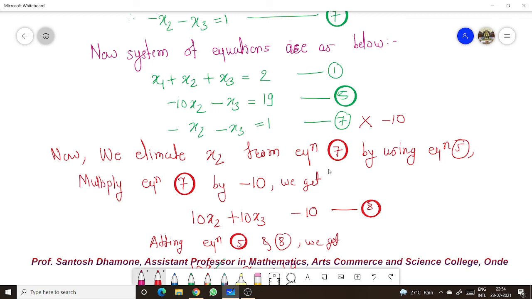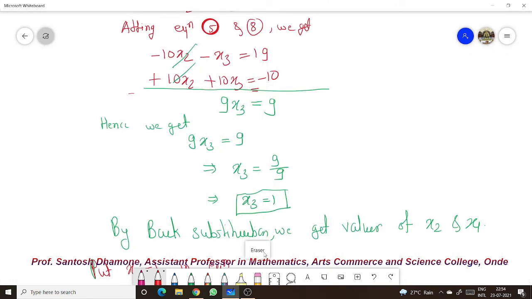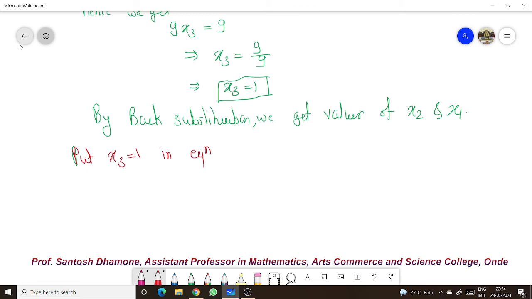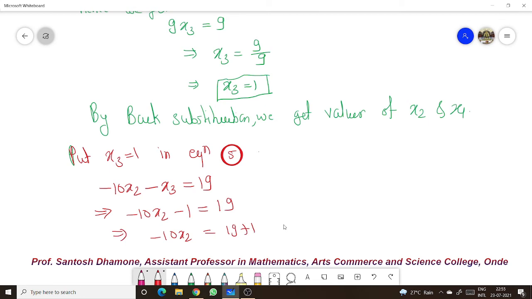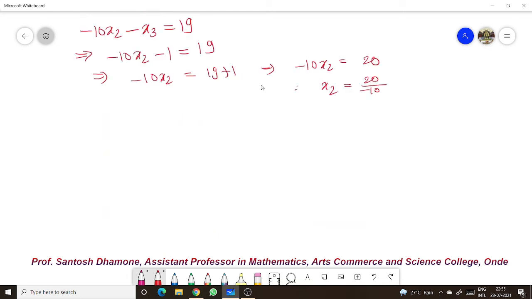Put x3 is equal to 1 in equation 5. Minus 10x2 minus x3 is equal to 19. This implies that minus 10x2 minus 1 is equal to 19. This implies that minus 10x2 is equal to 19 plus 1. This implies that minus 10x2 is equal to 20. Therefore x2 is equal to 20 upon minus 10. We get x2 is equal to minus 2.